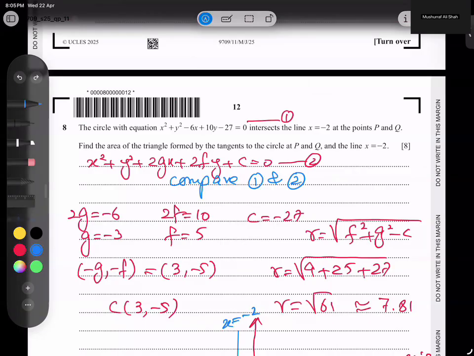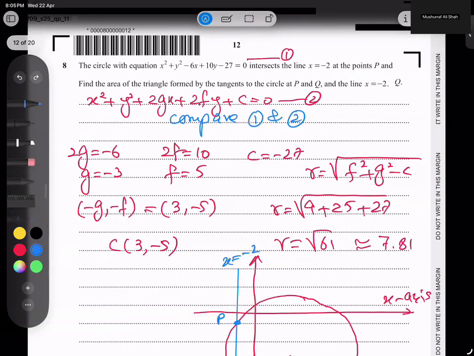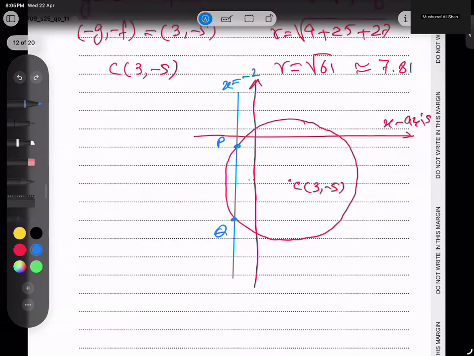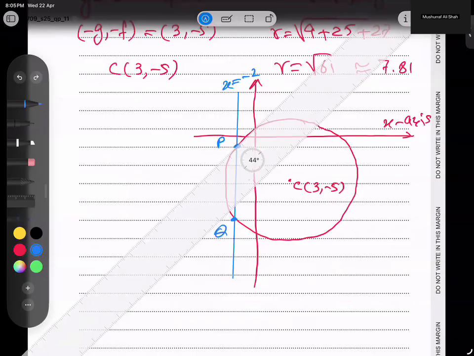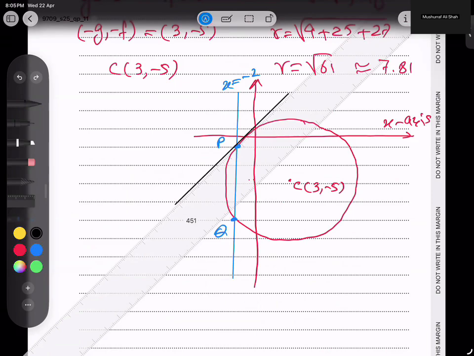Now he said the area of the triangle formed by the tangents of the circle at P and Q. It means we have to find the equation of the tangent at P and Q both. Okay, so let's go for it. I'm going to draw with a scale, please check it. This I'm going to make in black color. You can understand, there's one tangent, and this is the second tangent.